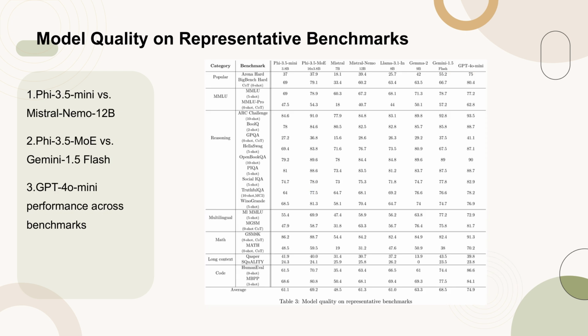Table 3 presents a detailed evaluation of the Phi 3.5 Mini and Phi 3.5 MoE models compared with recent state-of-the-art pre-trained language models. The results show that Phi 3.5 Mini achieves performance comparable to much larger models like Mistral Nemo 12B and Llama 3.1-8B, while Phi 3.5 MoE significantly outperforms other open-source models, offers performance comparable to Gemini 1.5 Flash, and achieves above 90% of the average performance of GPT-4o Mini across various language benchmarks.